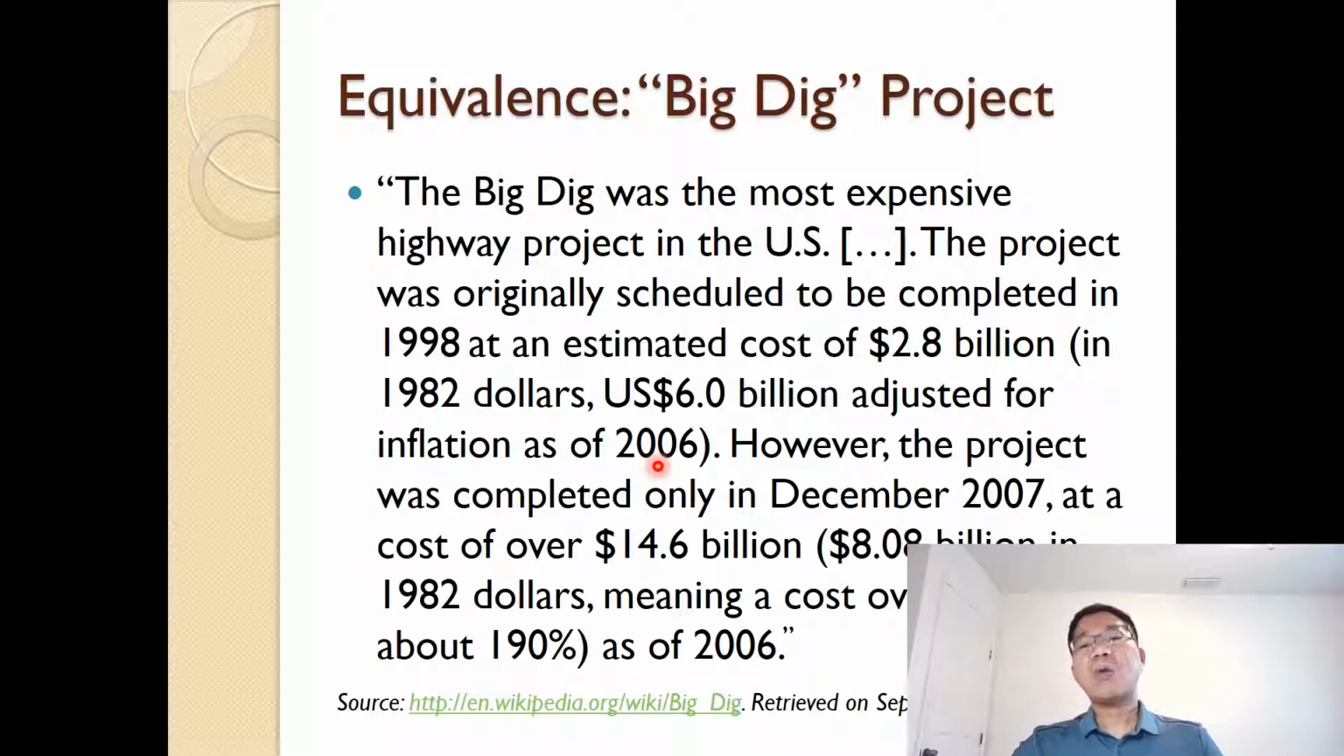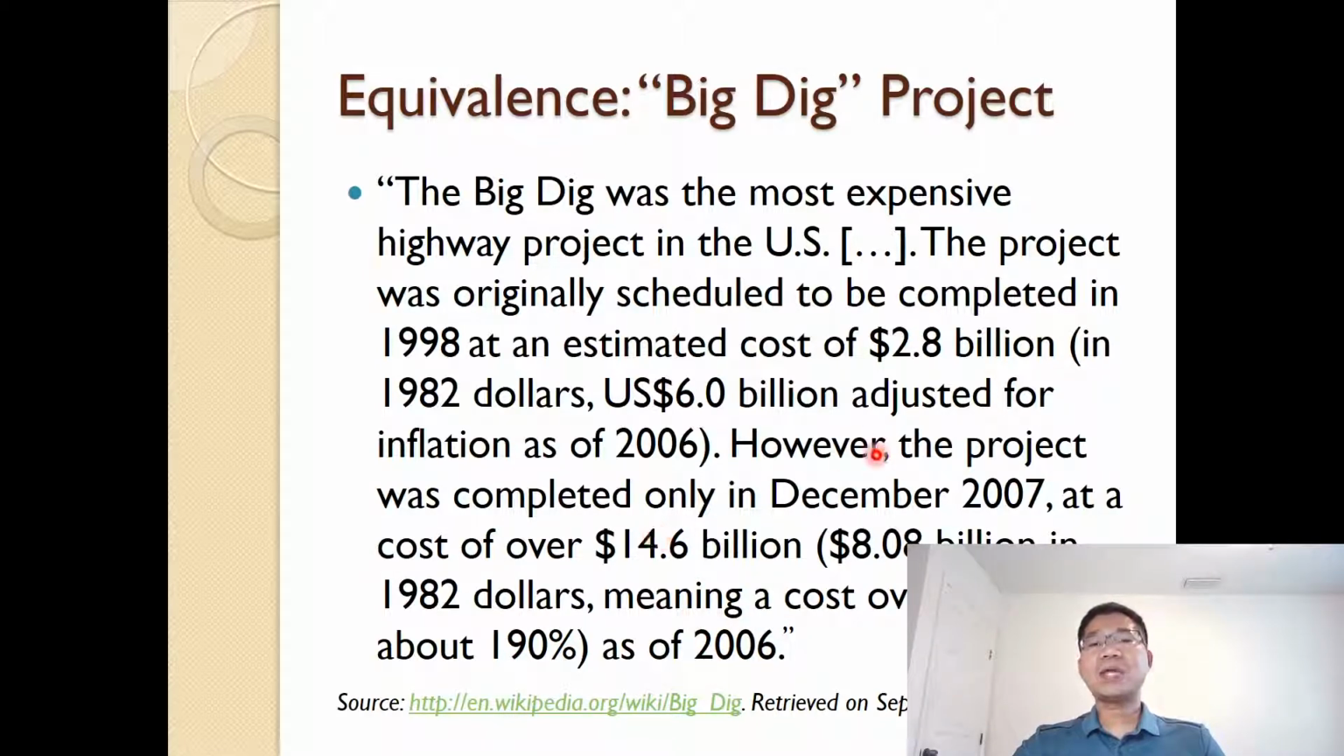However, the project was completed only in December 2007, which is a delay from 1998 to 2007, so about 9 to 10 years. So from 16 years to 25 or 26 years, at the cost of over 14.6 billion. So it means what? It's equivalent to 8.8 billion in 1982 dollars, meaning the cost overrun was 190% as of 2006.